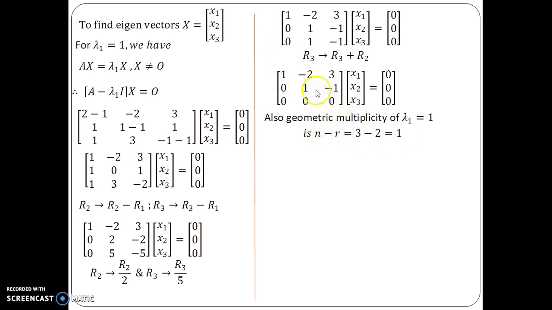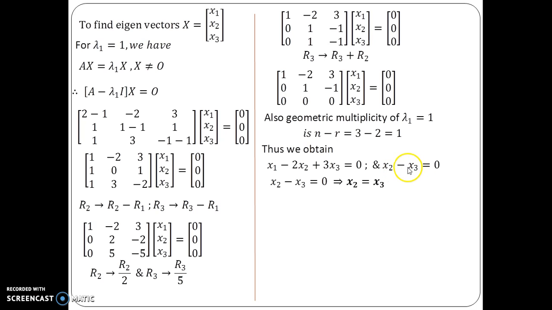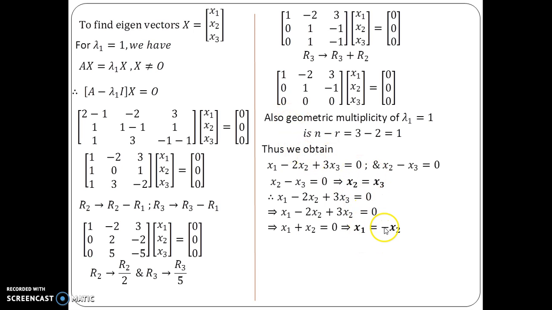Now further, you simplify this system, you obtain these two equations, and from the second equation you will obtain x2 is equal to x3, and from the first equation, when you plug in these values, you will obtain x1 is equal to minus x2. Now in order to find eigenvector X1, you write x1, x2, x3 over here. What are the relations that you have derived?